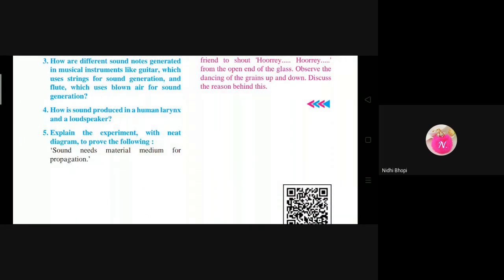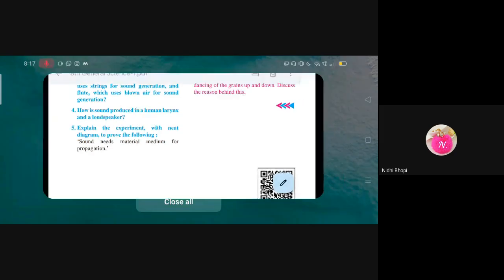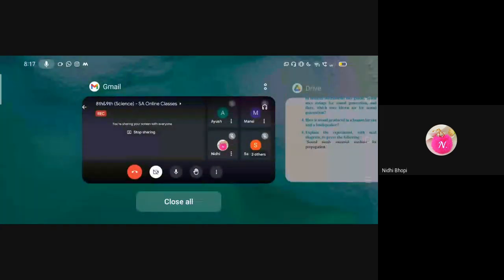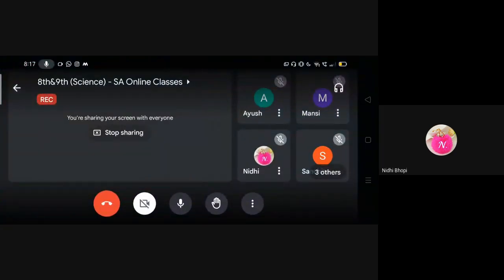How is sound produced in a human larynx and a sound speaker? Mansi?